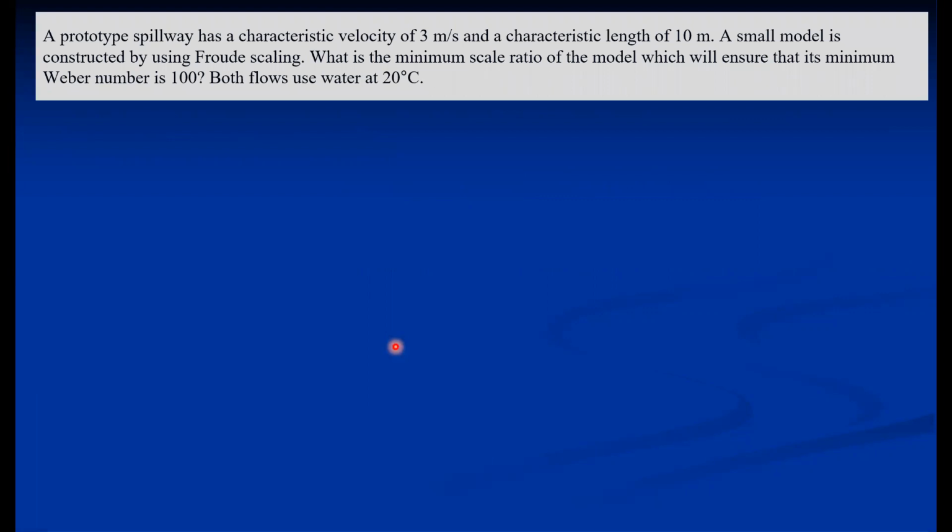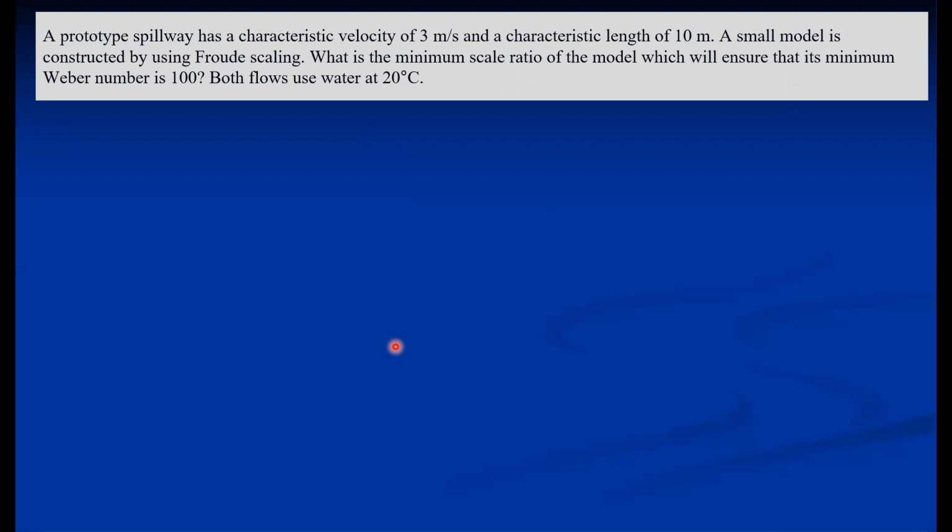The prototype spillway has a characteristic velocity of 3 meter per second and a characteristic length of 10 meter. A small model is constructed by using Froude scaling. What is the minimum scale ratio of the model, which will ensure that its minimum Weber number is 100, and both flows use water at 20 degrees Celsius?